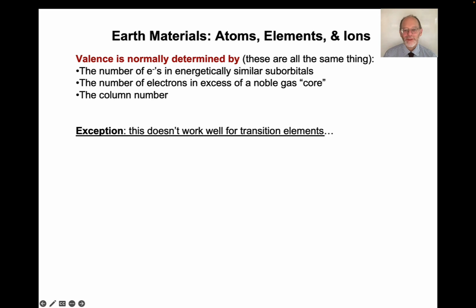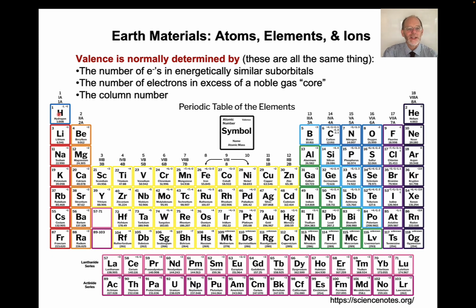This doesn't work well for transition elements, and it doesn't work very well for elements that are pretty high up in the periodic table on the right-hand side of the periodic table. So for example, here is column 1, here's column 2. These define the number of valence electrons. The number of valence electrons here is 1 in excess of the noble gas core. The number of electrons here is 2 in excess of a noble gas core, and so on. Like I said, it doesn't work well for the transition metals.